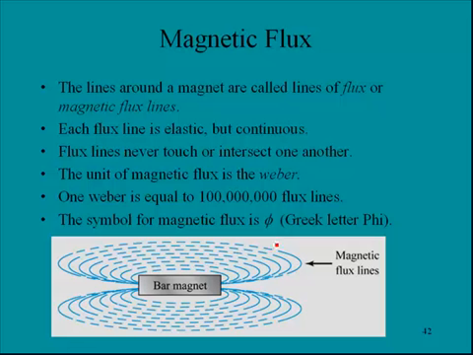Magnetic flux. The lines around a magnet are called lines of flux or magnetic flux lines. Each flux line is elastic but continuous. Flux lines never touch or intersect each other. The unit of magnetic flux is the Weber, and 1 Weber is equal to 100,000 flux lines. And the symbol for magnetic flux is phi, the Greek letter phi.